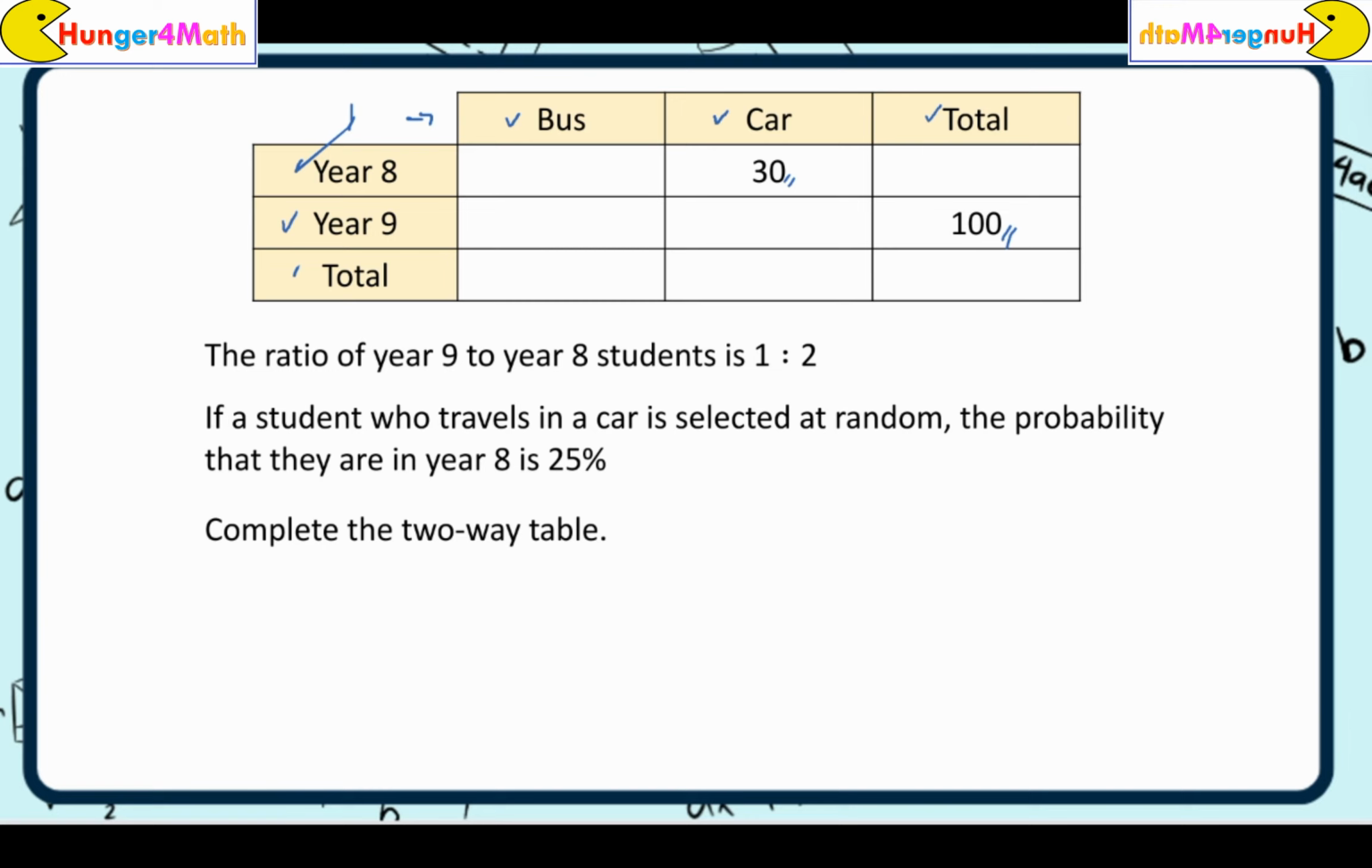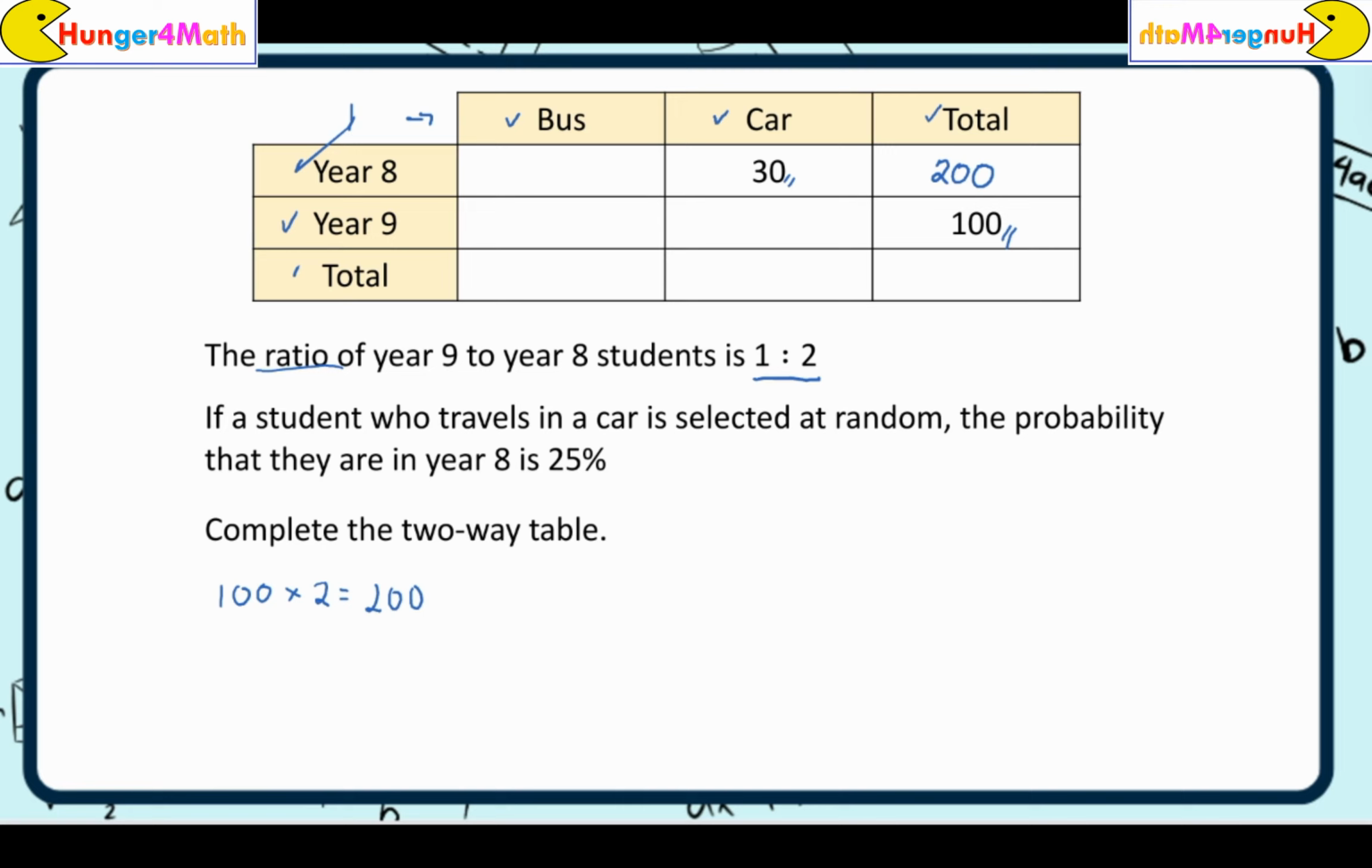Now let's start using the ratio of year 9 to year 8. It says here it is 1:2. Now since the total number of year 9 is 100, we can multiply 100 times 2, and that is equal to 200. And that 200 is the total number of year 8 students. We can write here 200.